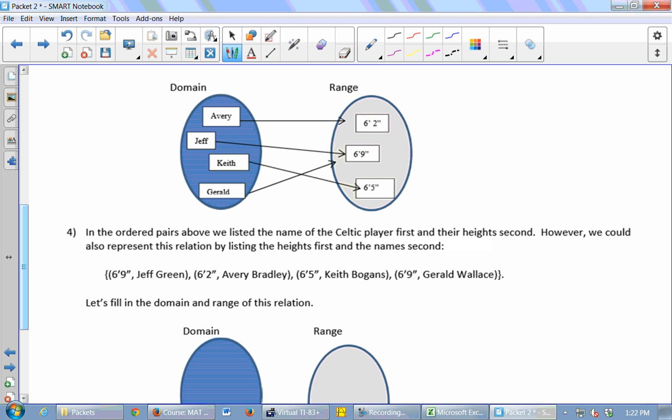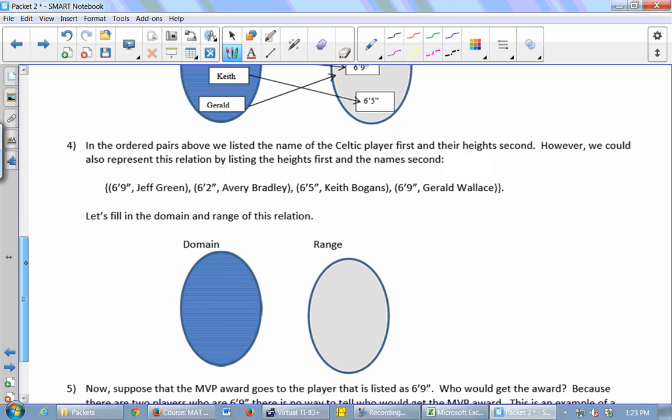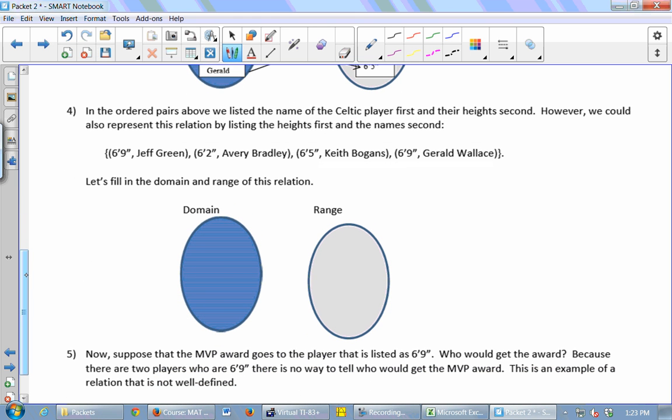So in the ordered pairs, we list the Celtic player first and the height second. But we could easily reverse it, right? There's nothing to say which has to go first. So I could write the heights first and then the names. So 6 feet 9 inches, comma, Jeff Green, 6 feet 2 inches, comma, Avery Bradley.